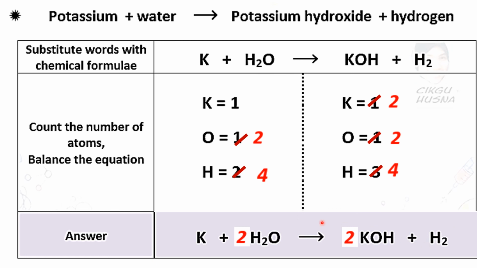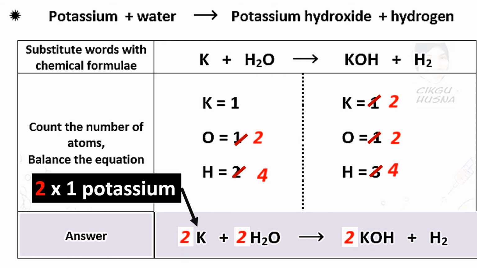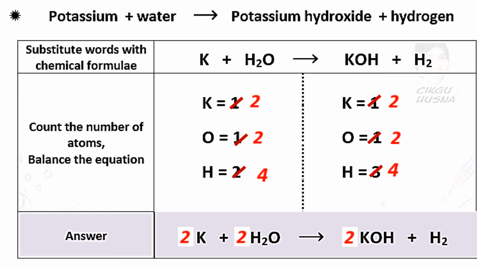So if we look here, hydrogen is already balanced. Oxygen is already balanced. However, potassium K is not balanced. So we need to balance this. So I will put number 2 in front of K. Put here 2 K. So this means 2 times 1 potassium will give us 2. So let's check again. The potassium is already balanced. Oxygen is also balanced. Hydrogen is also balanced. So the answer for this, the balanced equation, is 2K plus 2H2O gives us 2KOH plus hydrogen gas.